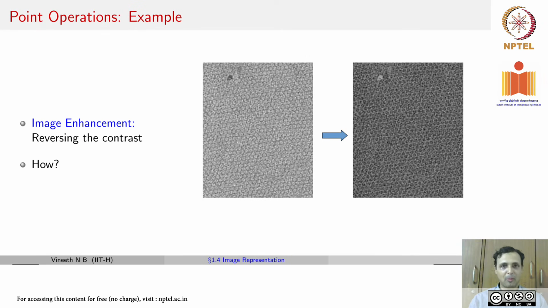Let's see a couple more point operations and then we'll see local and global. So here is a very popular point operation that you may have used on your smartphone camera or Adobe Photoshop or any other image editing task. It's an image enhancement task and we want to reverse the contrast. By reversing the contrast, we want the black to become white and a dark gray to become light gray, and so on and so forth. What do you think? How do you implement this operation?